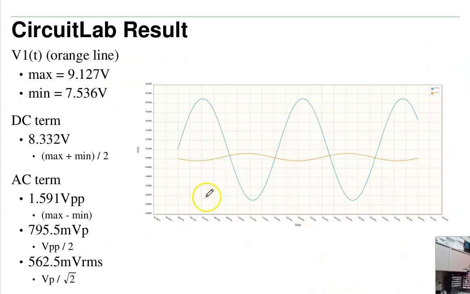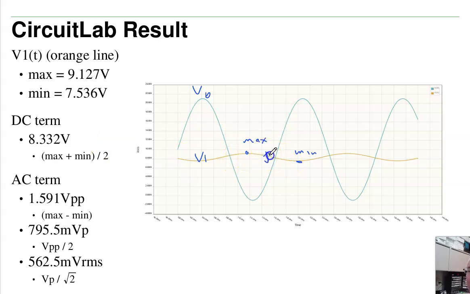When it's done, here's what I get. So here's your input, V0. Here is V1. And notice that V1 has a DC term and an AC term. There's a maximum and a minimum. The average of the maximum and minimum is the DC term. The DC term is 8.332 volts. The difference is the AC voltage.